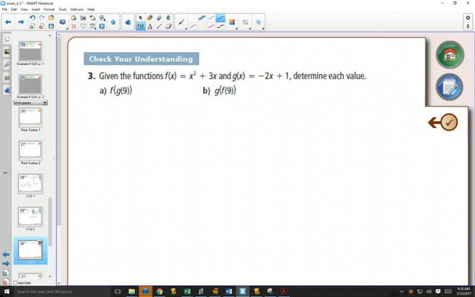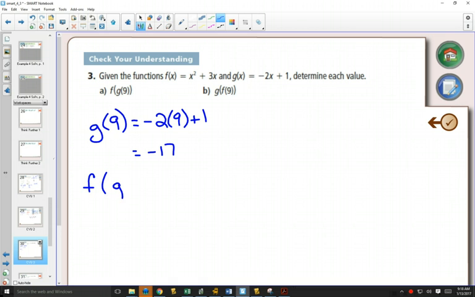So I know that I want to figure out g of 9 first. So I might write g of 9 equals, and then I'm going to plug in 9 into that function. So negative 2 times 9 plus 1 is negative 17. Then I can say that f of g of 9 is equal to f of negative 17.